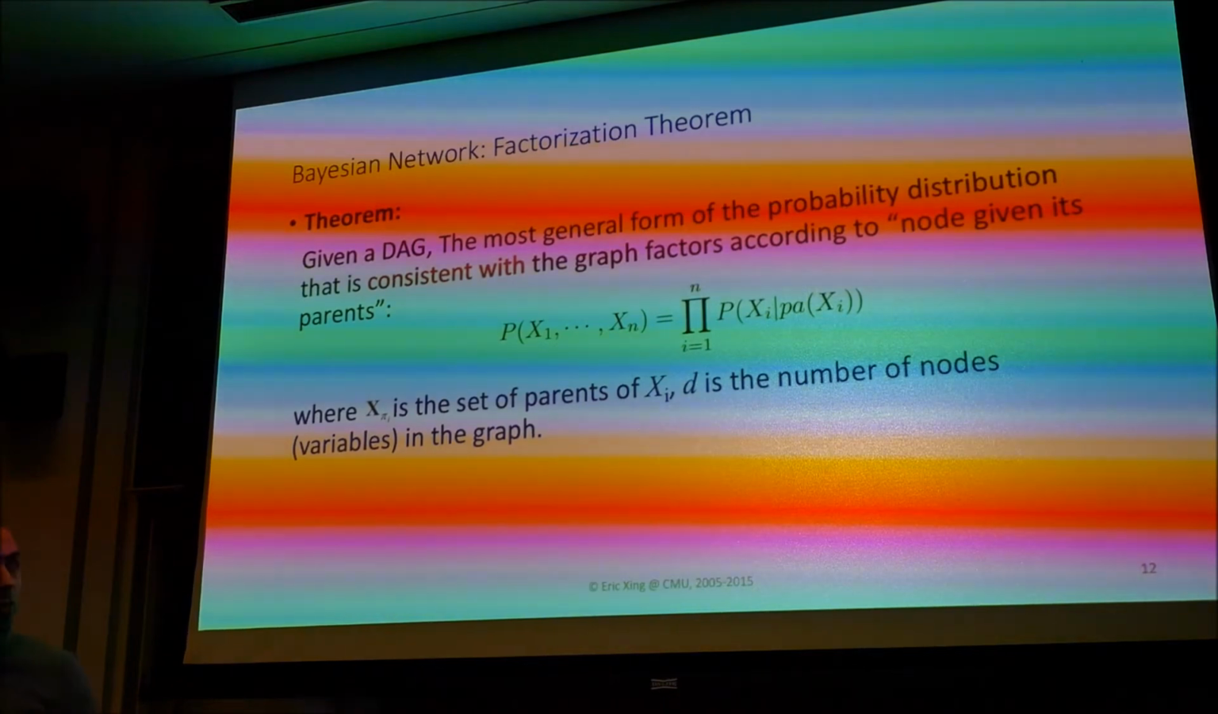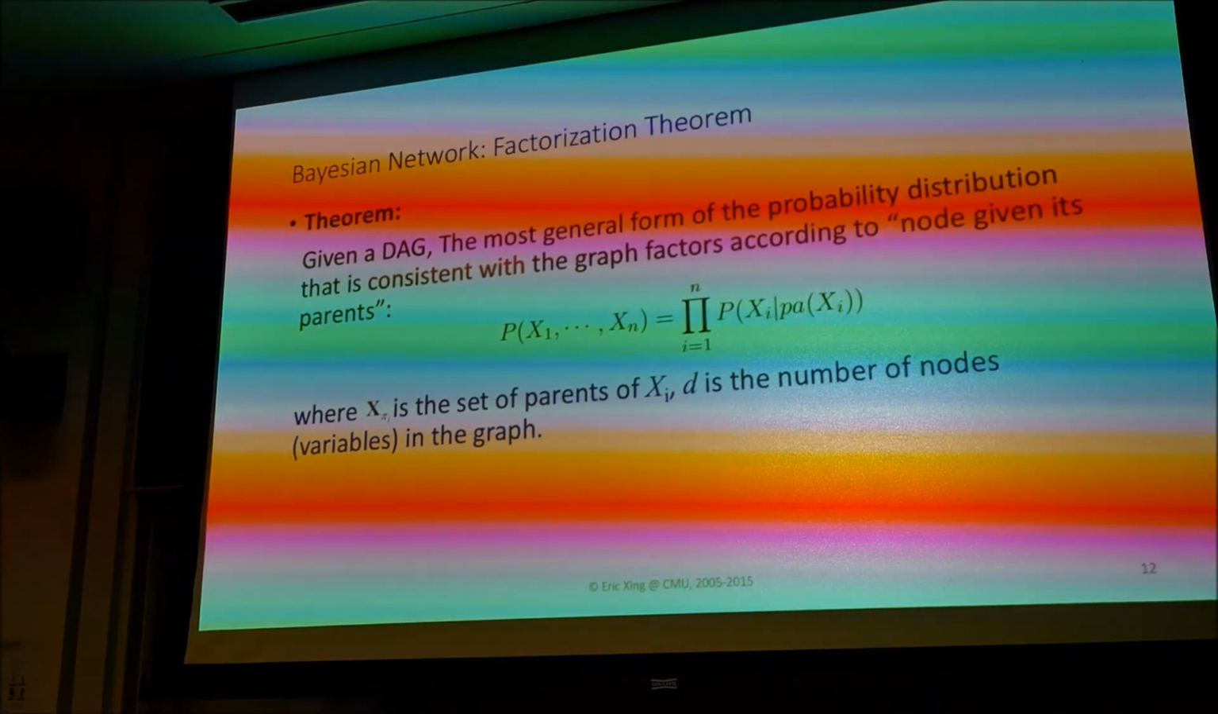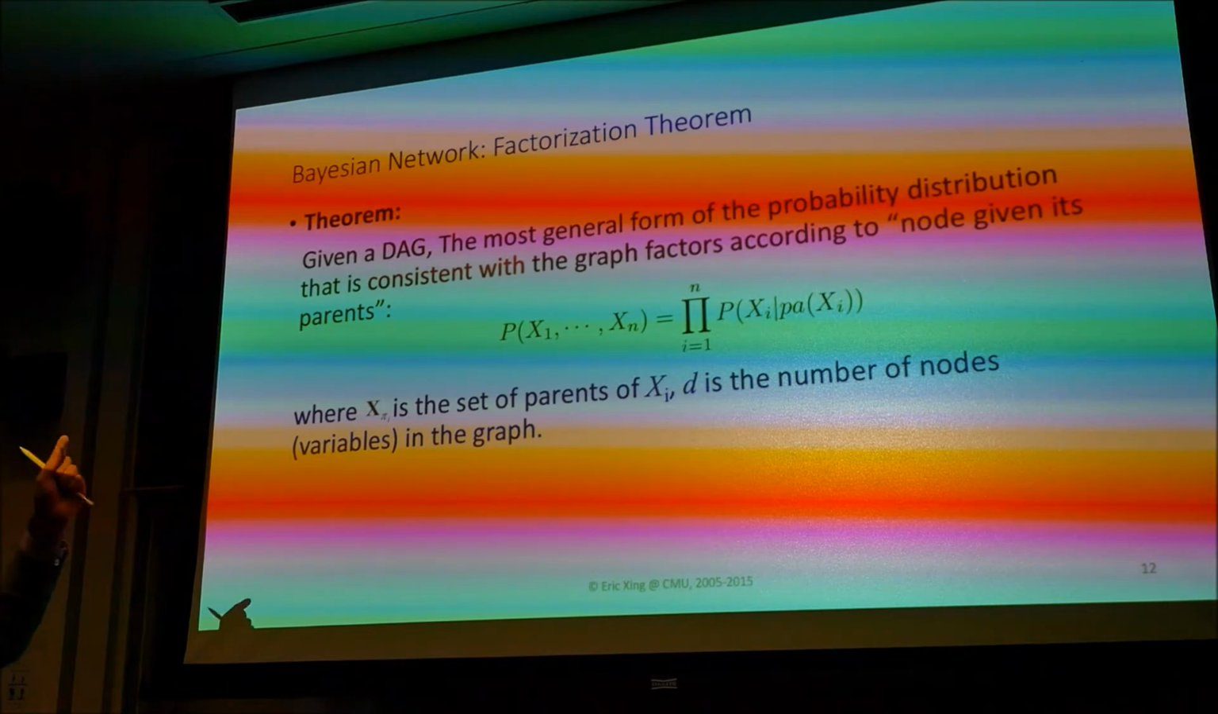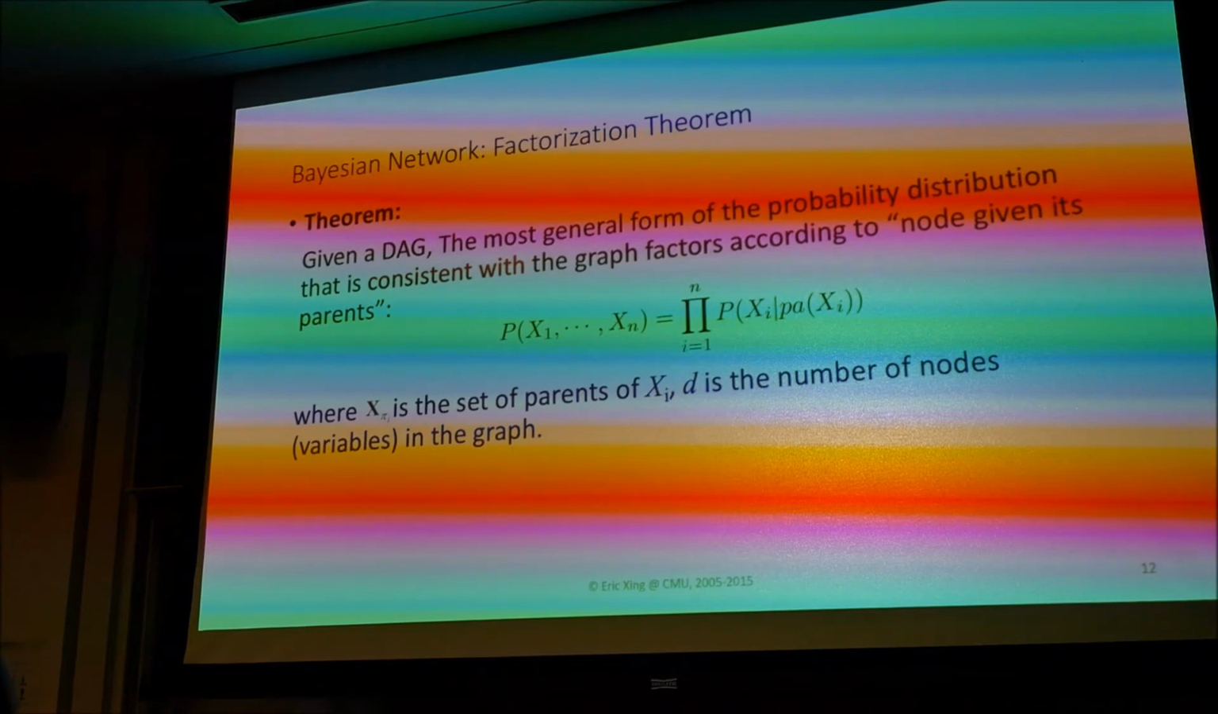The theorem behind it is that for a given directed acyclic graph, which is basically a tree-like structure with no cycle, the most general form of the joint probability distribution of all the random variables can be written as a product of a set of conditionals. To give you an example, I showed you that in the previous graph.